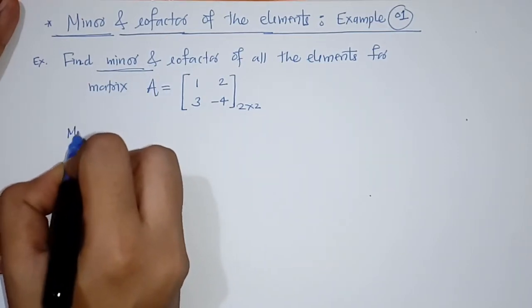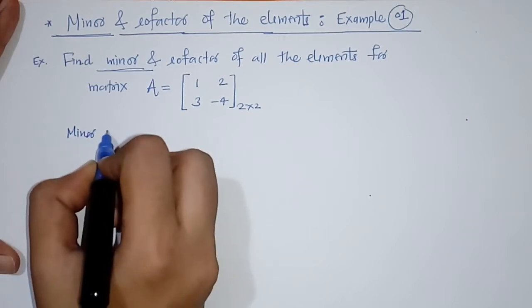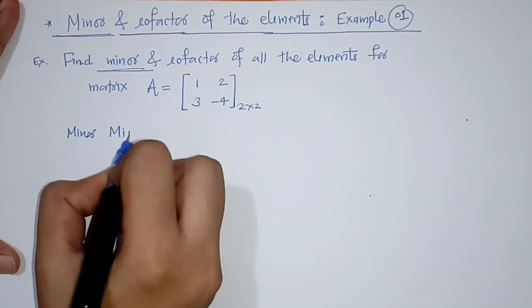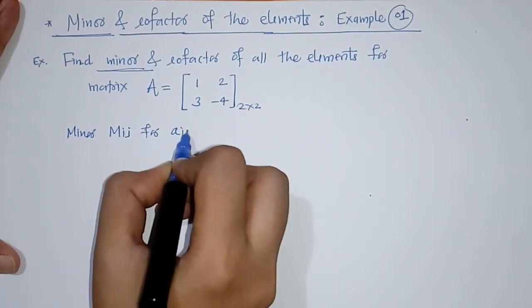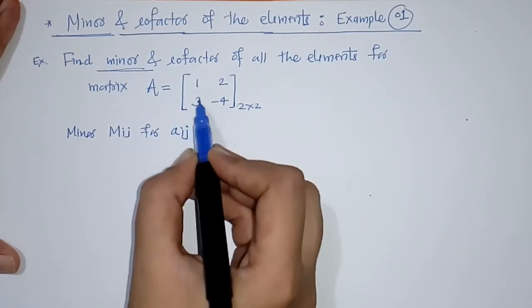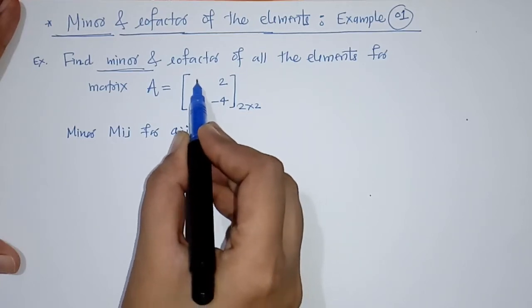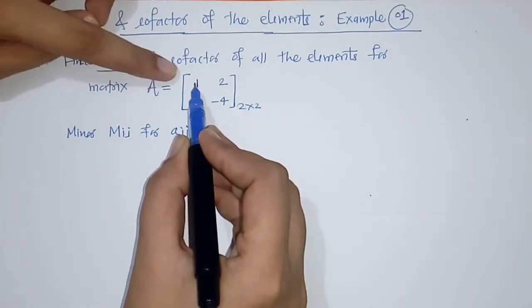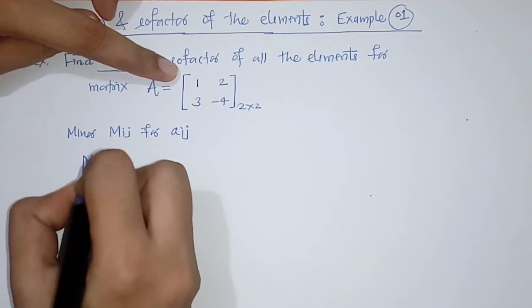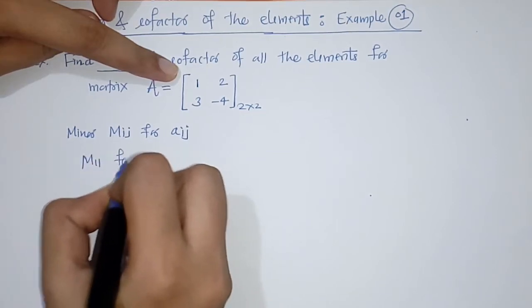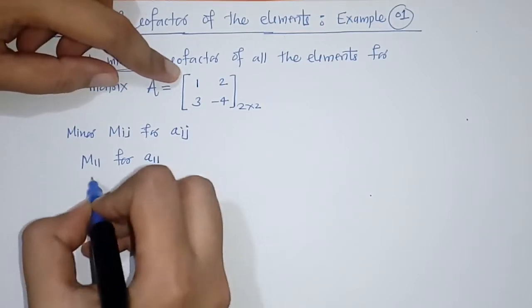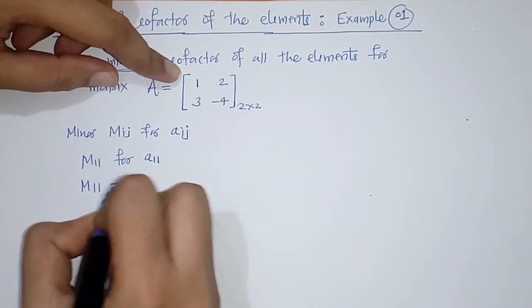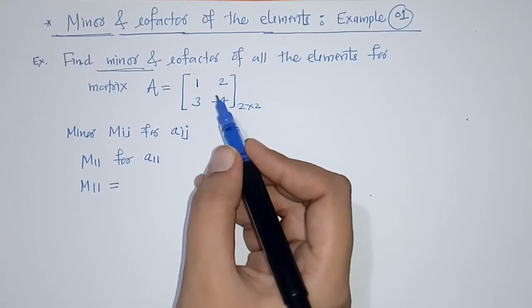We know that minor is denoted by Mij, for element Aij. First we will find it for this first element, so we will write M11. This is for which element? A11. So how do we find this M11?